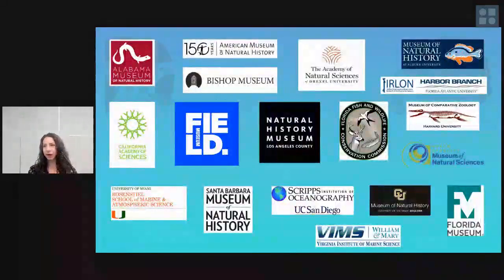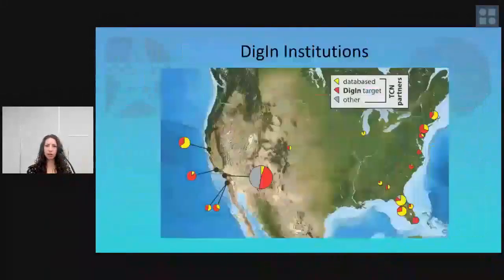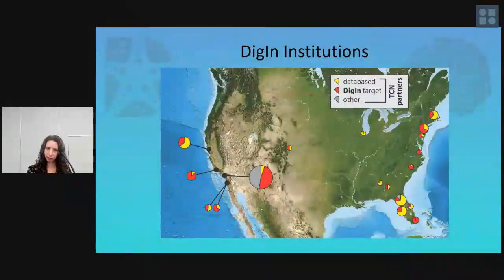So who are we? We are 19 collections across 18 different institutions. We're spread across the country, including Hawaii, which didn't make it onto the map there.